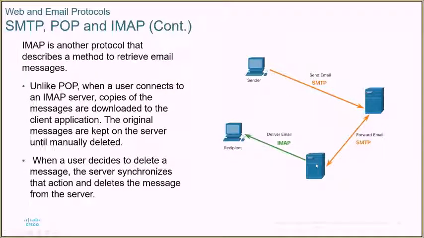IMAP is another protocol that describes a method to receive email messages. Unlike POP, when a mail user connects to an IMAP server, copies of the message are downloaded to the client application, but the original messages are kept on the server until you delete them. When a user decides to delete a message, the server synchronizes that action and deletes the message from the server.